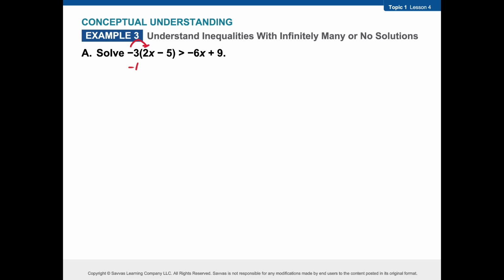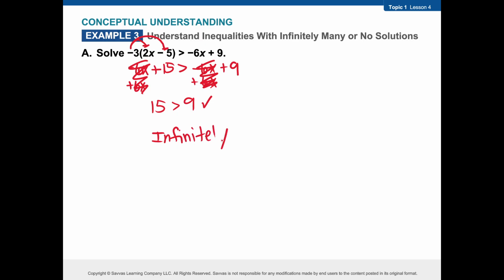Negative 3 times 2x, negative 6x, negative times negative, positive 15, greater than negative 6x plus 9. Variables are now on opposite sides. When I cancel out my negative 6x, I do add 6x to both sides. They both completely cancel out, and then you have to read what your statement says. Is the number 15 greater than 9? That is true, so this would be an example of infinitely many solutions, and you cannot graph these.